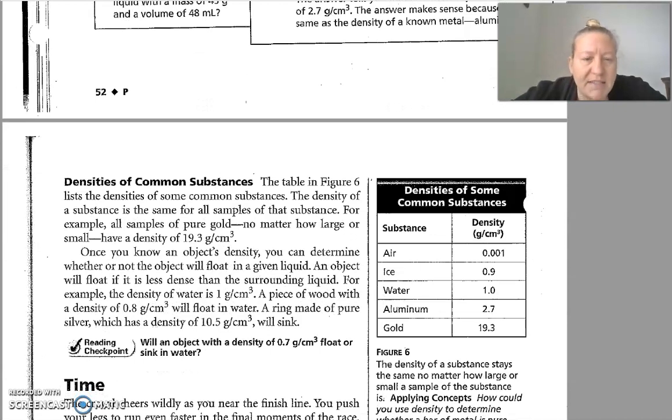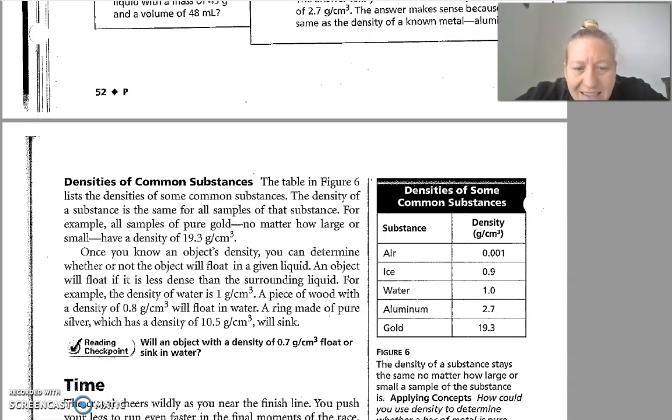Density of common substances. The table in figure 6 lists the densities of some common substances. The density of a substance is the same for all samples of that substance. For example, all samples of pure gold, no matter how large or small, have a density of 19.3 grams per centimeter cubed. Once you know an object's density, you can determine whether or not the object will float in a given liquid. An object will float if it is less dense than the surrounding liquid.